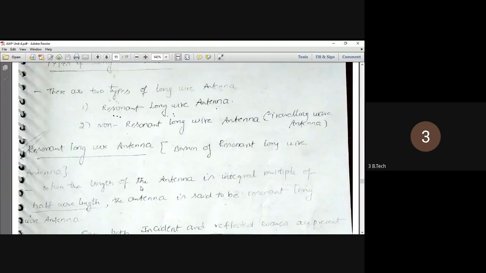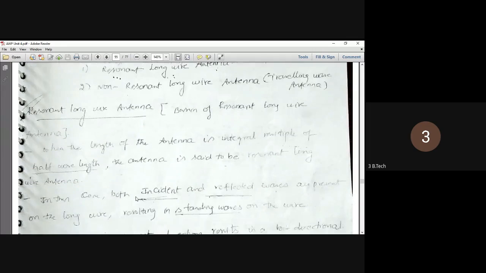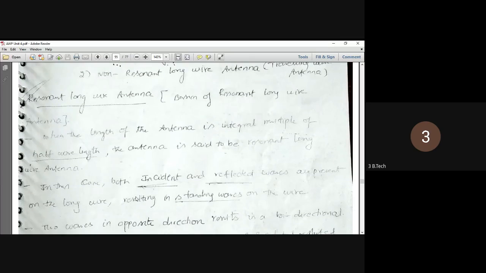Okay. So in these types of long wire antennas, there are 2 types: resonant long wire antenna and non-resonant long wire antenna. Resonant long wire antennas are called periodic antennas, and non-resonant long wire antennas are called traveling wave antennas or aperiodic antennas. So the resonant long wire antenna definition: when the length of the antenna is an integral multiple of half of the wavelength, that is the n lambda by 2 condition, the antenna is said to be a resonant long wire antenna.